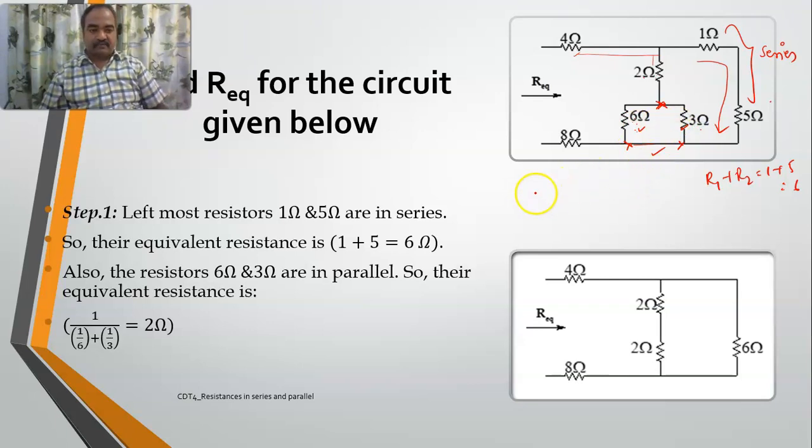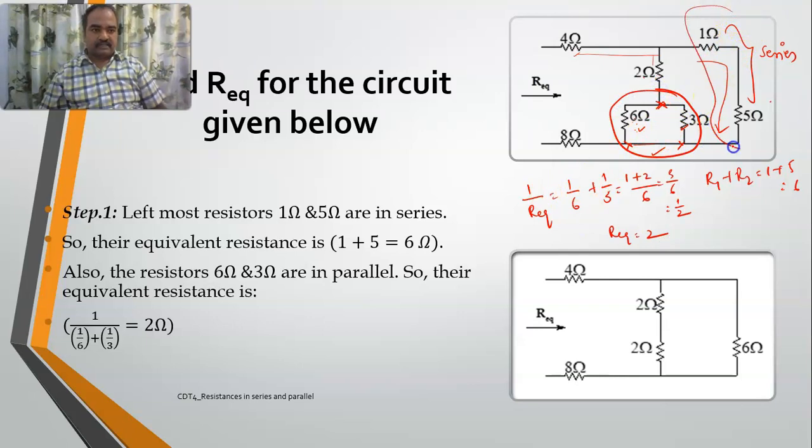So what is the equivalent value? 1 by R equivalent is equal to 1 by 6 plus 1 by 3. What is the LCM, guys? 6. 1 plus 2, it is 3 by 6, it is 1 by 2. So R equivalent is equal to 2. So now, for these two resistors, I can replace it with 2 ohms. For these two resistors, I can replace it with 6 ohms. See, these two, I have replaced with 2 ohms. For these two, I have replaced with 6 ohms.